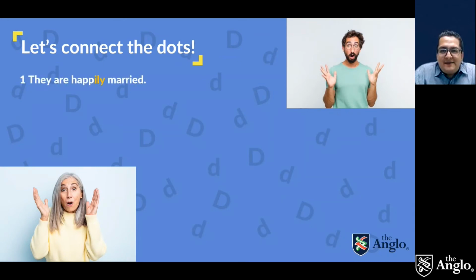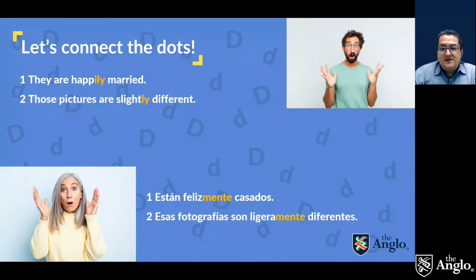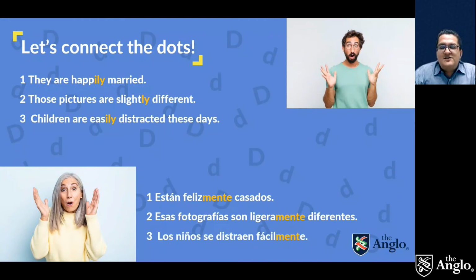So they're happily married. I mean, these sentences have nothing to do with the photos, although, I mean, she could be a cougar. But yeah, the photos have nothing to do with the sentences. They're happily married. Take a look at that. We could say in Spanish, están felizmente casados. Those pictures are slightly different. Esas fotografías son ligeramente diferentes. Or children are easily distracted these days. Los niños se distraen fácilmente.